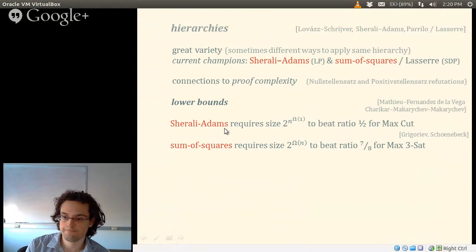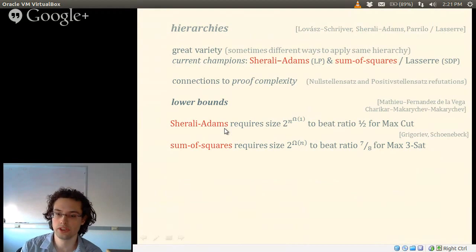For sum of squares, we know that if you look at relaxations for max 3-SAT, which is another optimization problem, and you want to beat the trivial bound of 7/8, then this requires exponential size sum of squares relaxations. These are lower bounds for the sizes of the relaxations that you need in these hierarchies if you want to get certain approximation guarantees.